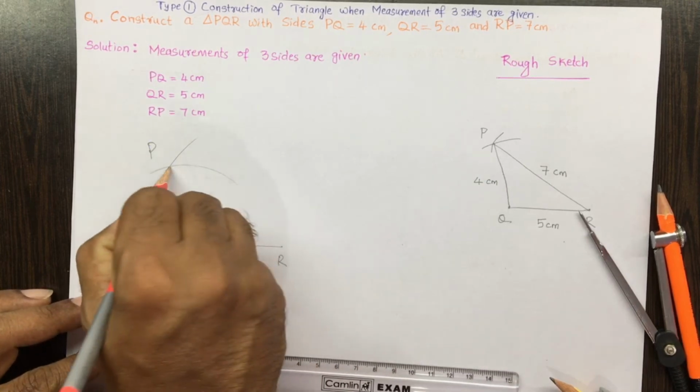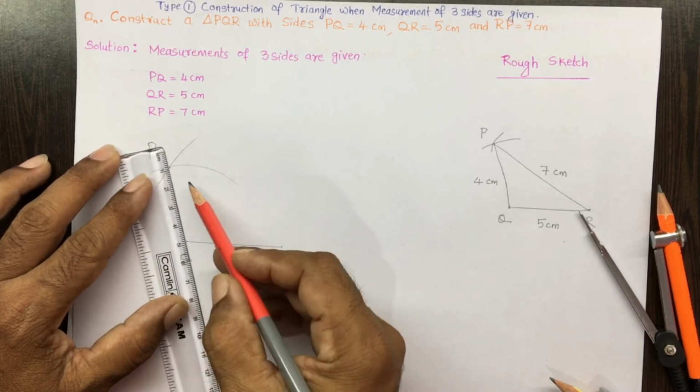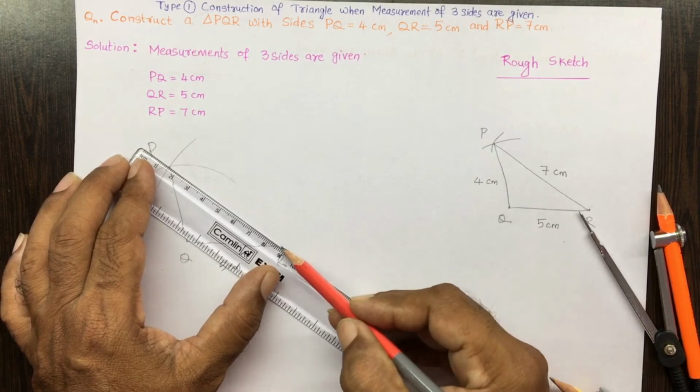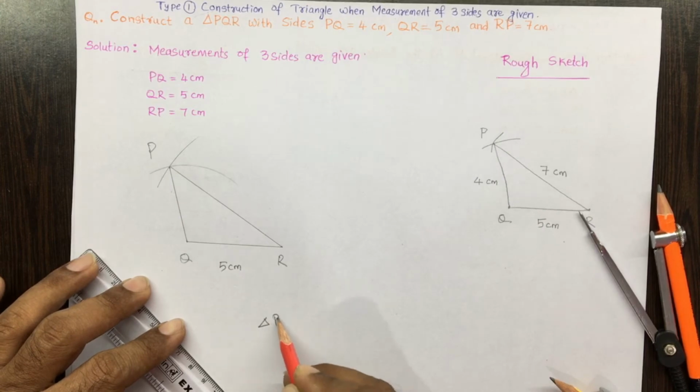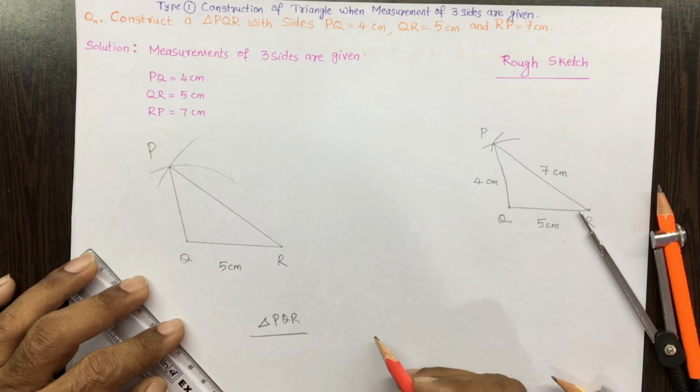Here this is the point P. Now join PQ and PR. Now triangle PQR is the required triangle constructed.